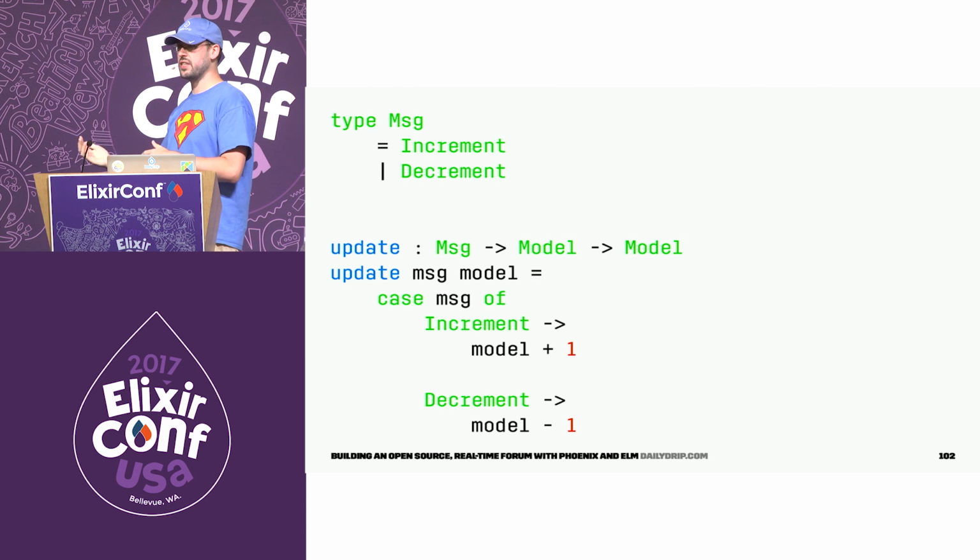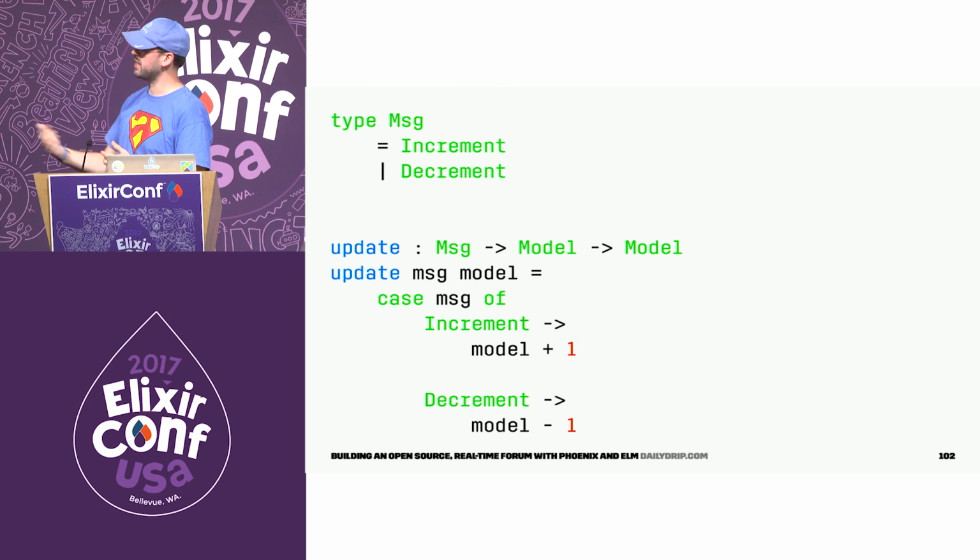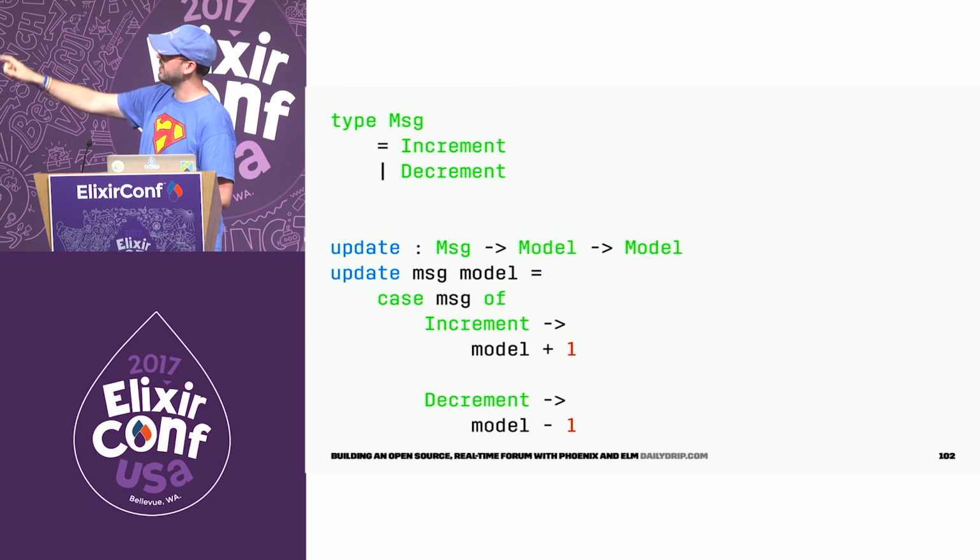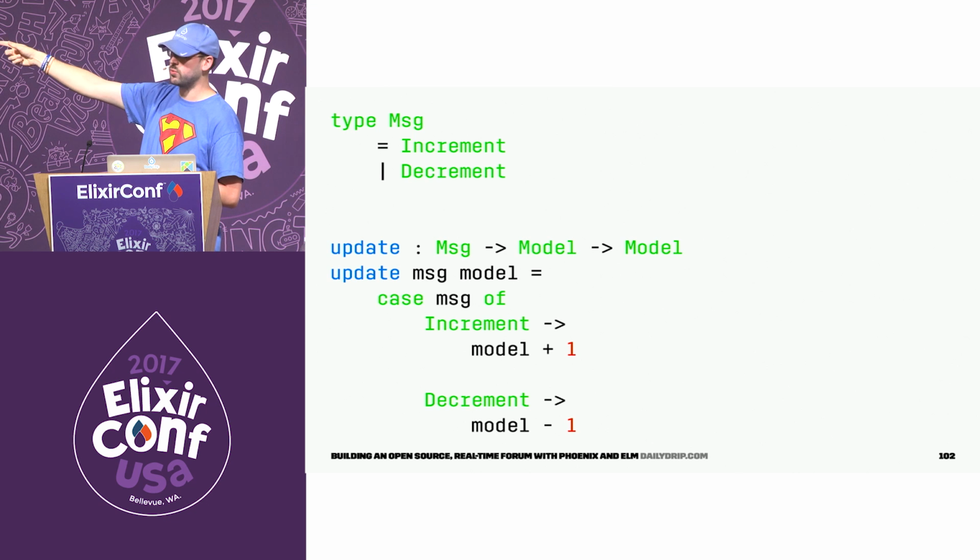As far as the HTML goes, it can emit these messages. So messages are the things that happen in your application. And so from the HTML, we're going to have a couple of buttons that will emit these two messages, increment and decrement. And our update has to handle every possible thing that can happen, right? Because otherwise it won't compile. And so we handle increment by adding one to the model. We handle decrement by removing one from the model. And this is our whole update function.